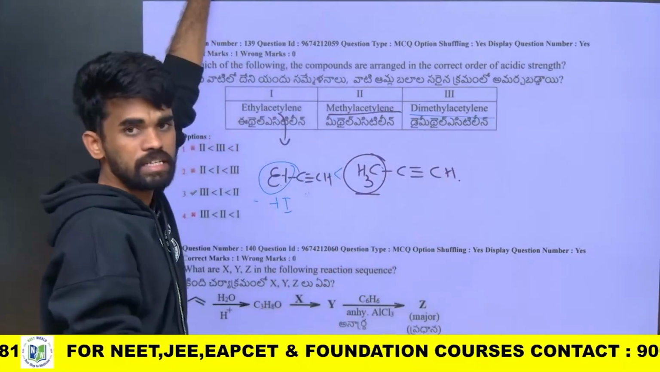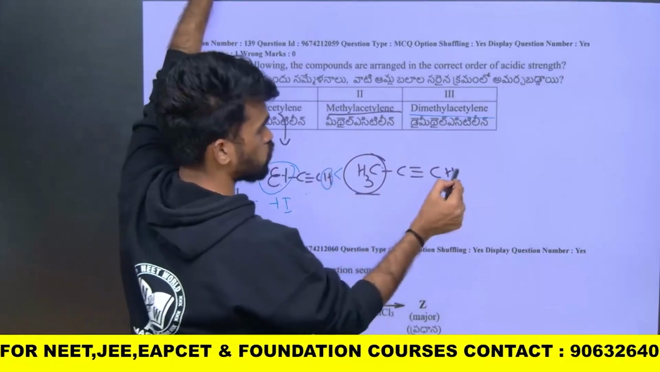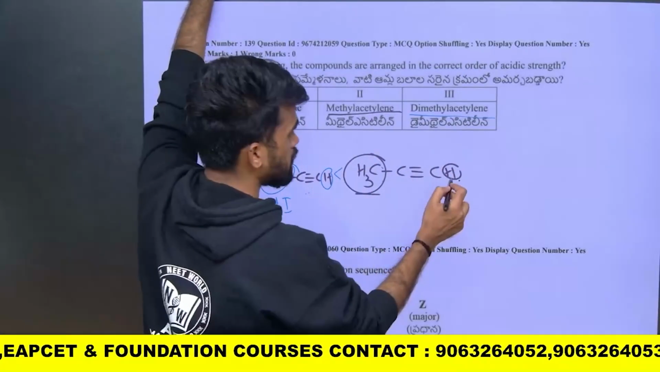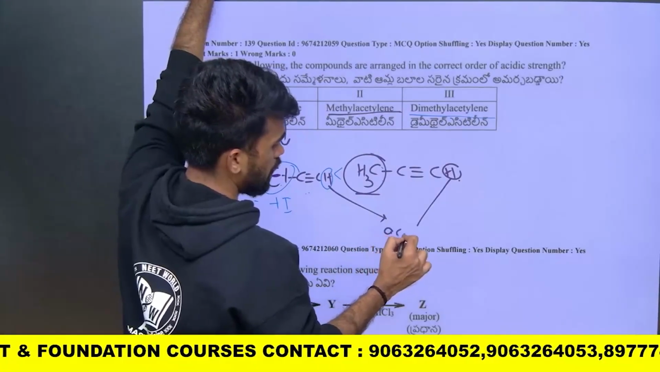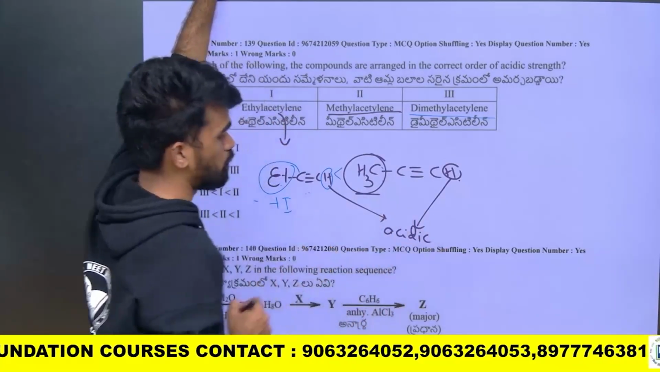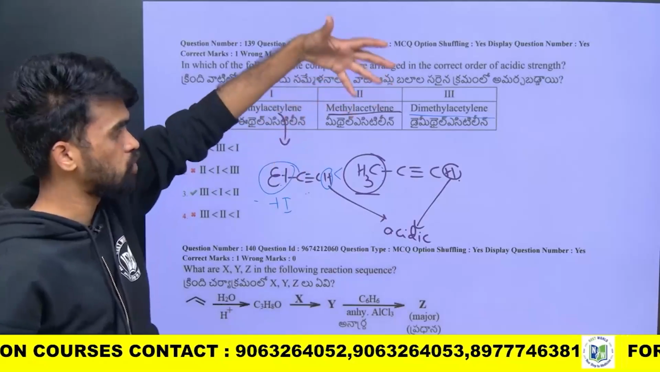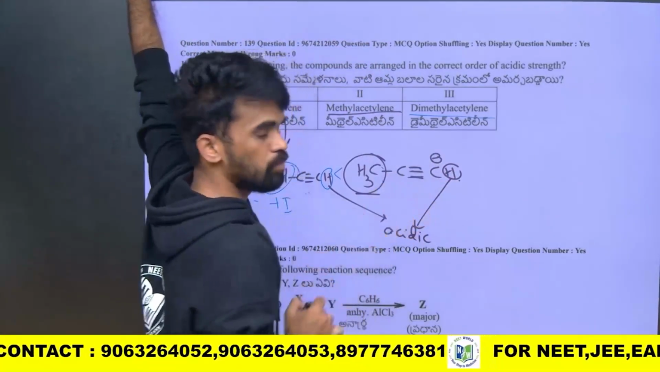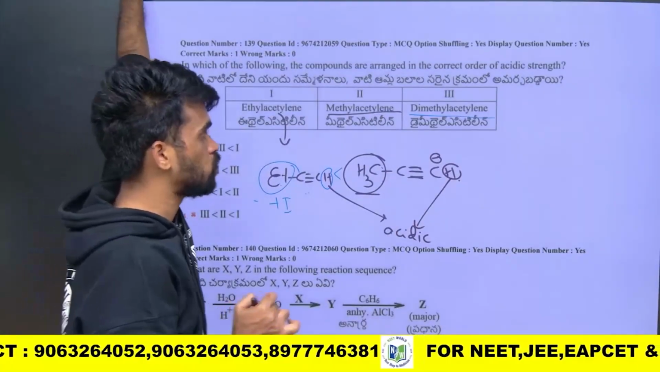Why do they show acidic nature? Because of the acidic hydrogen. On the sp carbon we have one hydrogen. Those are acidic hydrogens, and due to that they show acidic nature. After removing it, the negative charge can be stabilized by the pi bonds, that is, the sp hybridized electronegative carbon.